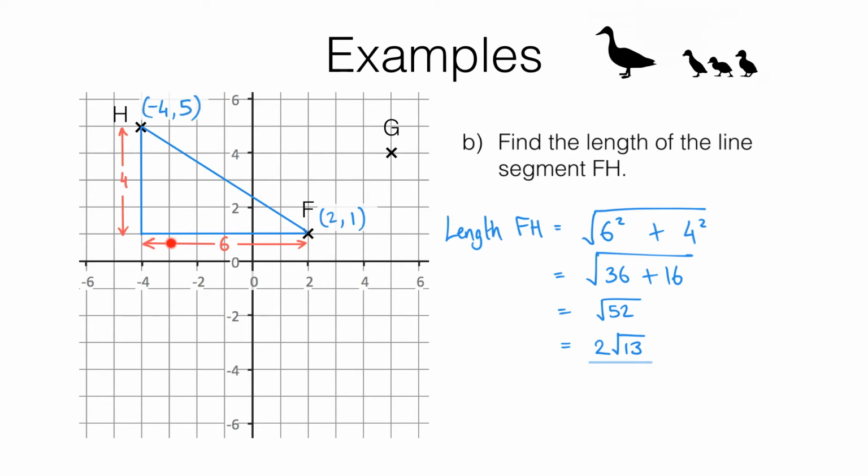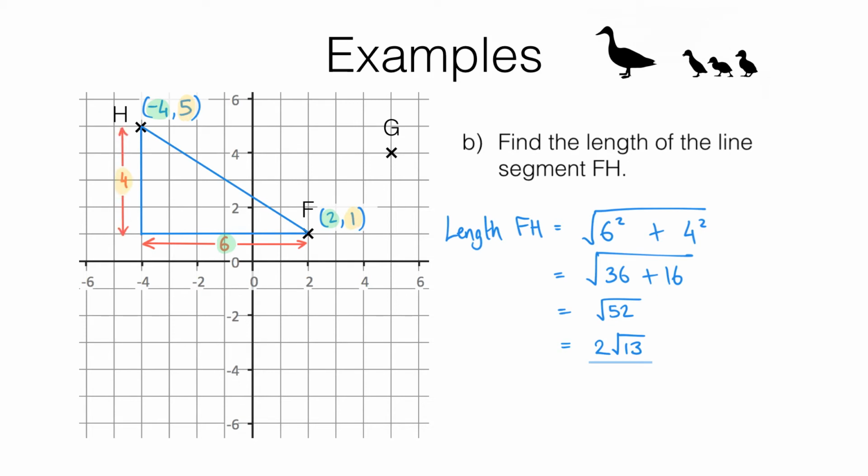Notice that this horizontal distance here is simply the difference between the x coordinates. The difference between 2 and -4 is 6. Also, notice that this vertical distance here is just the difference between the y coordinates. The difference between 1 and 5 is 4.